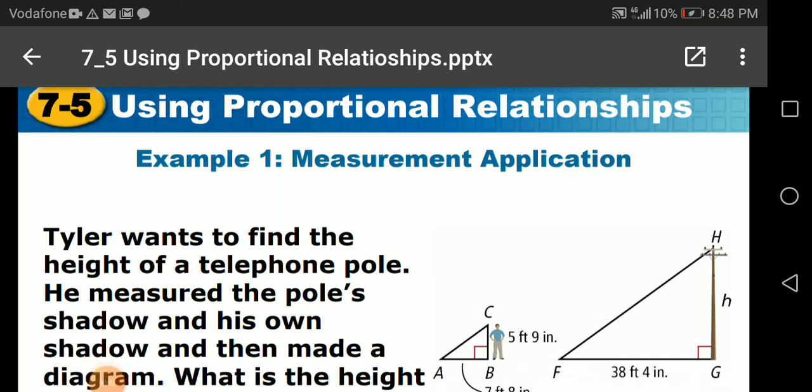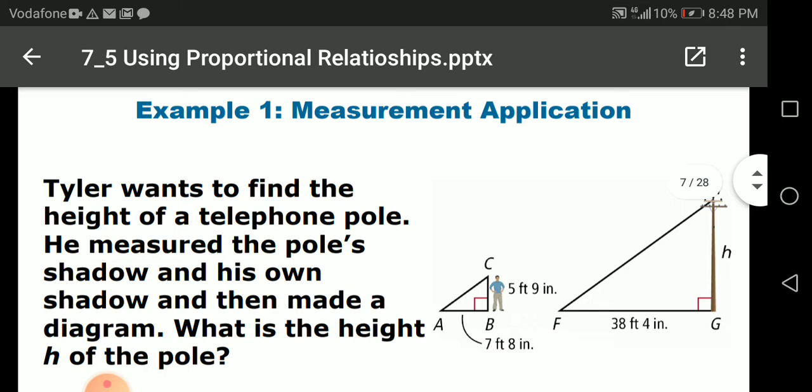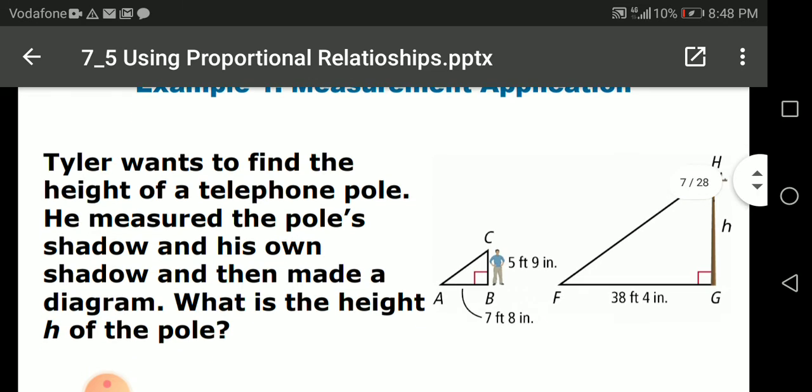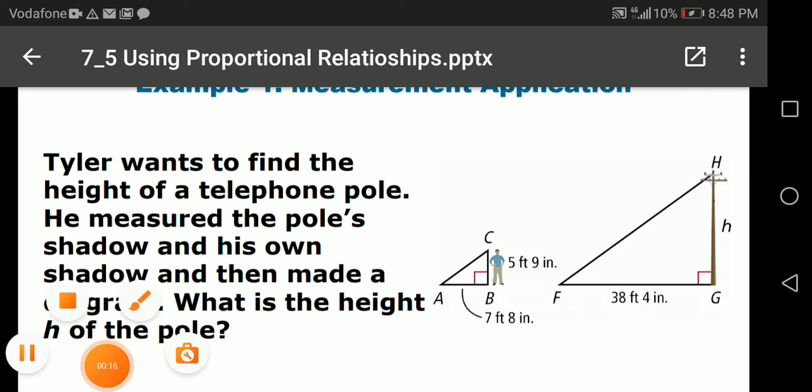I hope you're fine. Today we're going to talk about using proportional relationships. We have taken something like this in the previous lessons, so it will be easy for you. Here is a word problem.